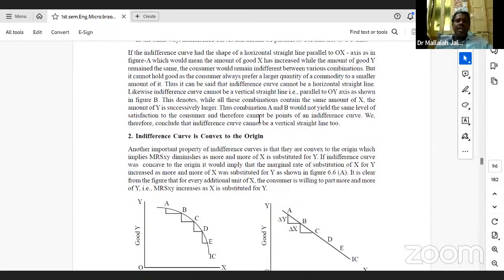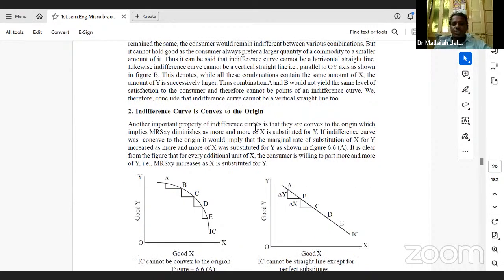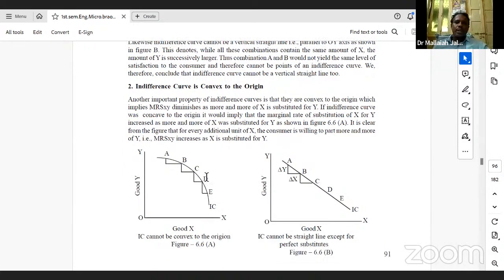And another one is, as I said, indifference curves are convex to the origin. This we say convex to the origin. This first diagram we say is concave. It will not be like this. This is the wrong diagram. We are saying it will not be like this. How will it be? Convex to the origin. It should be like this. So this diagram should not be concave. It is convex to the origin.